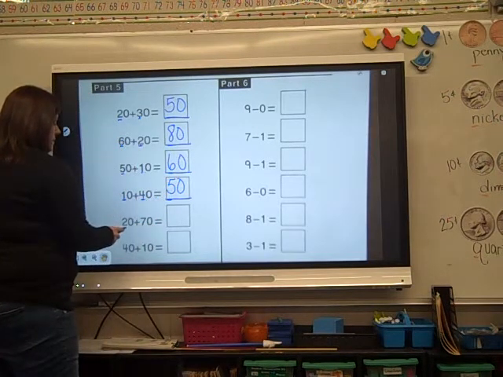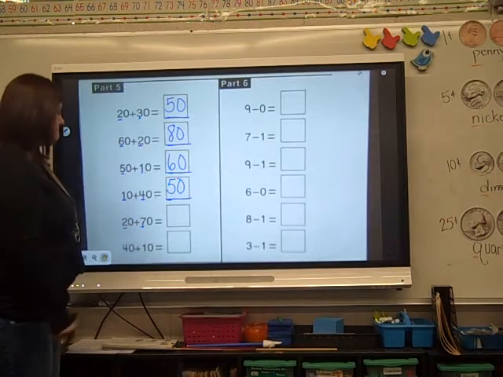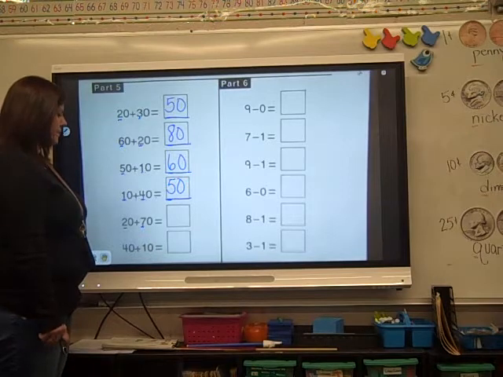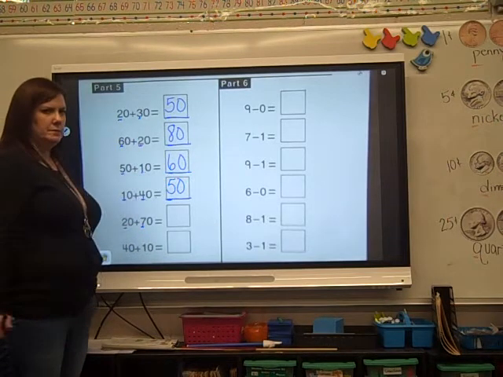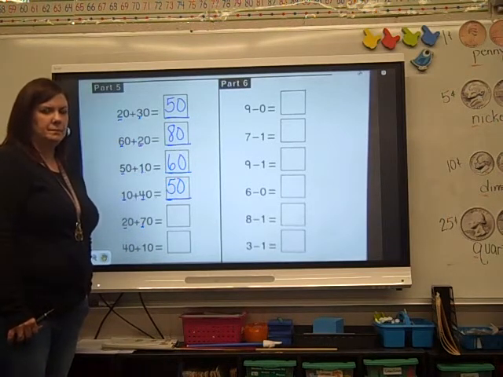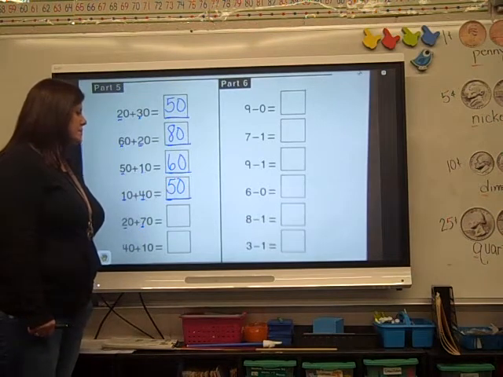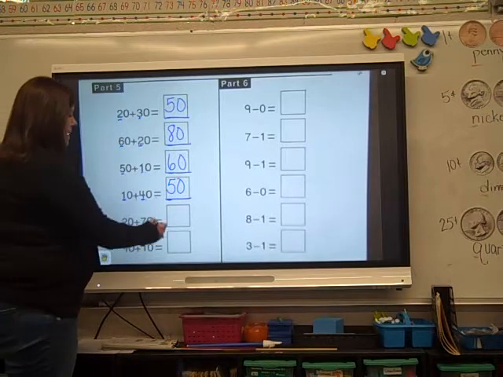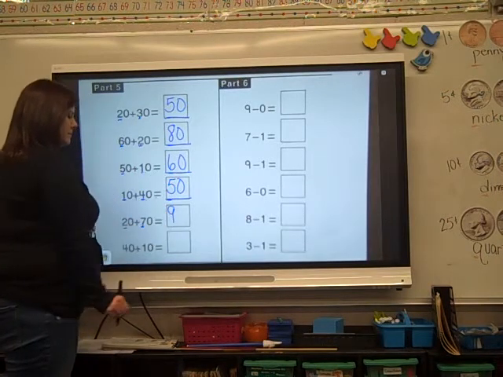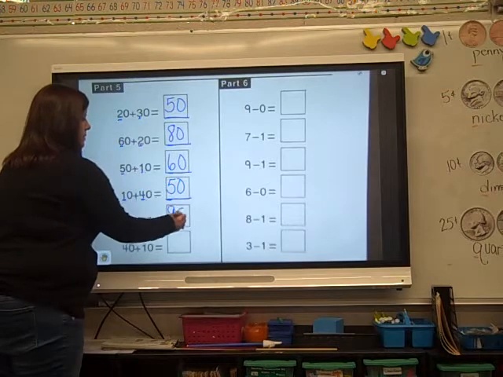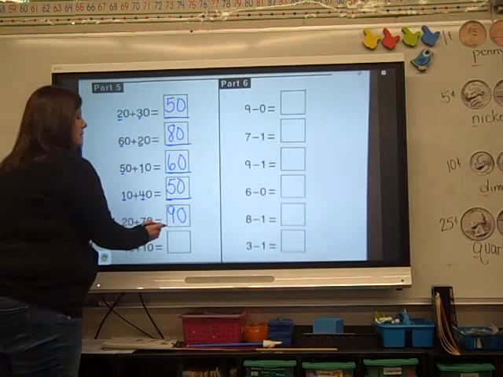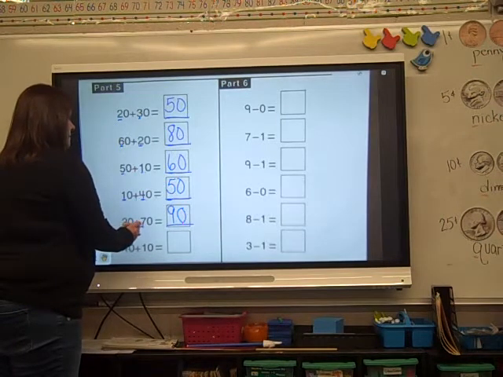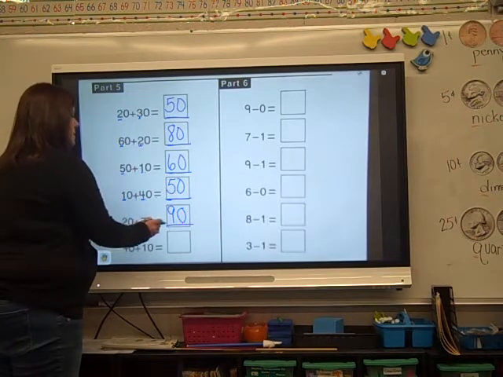All right, do this one. 2 plus 7. Do that on your number line. Did you get 9? And then put your 0. Read the number. Ready? 90. Read the problem. 20 plus 70 equals 90.